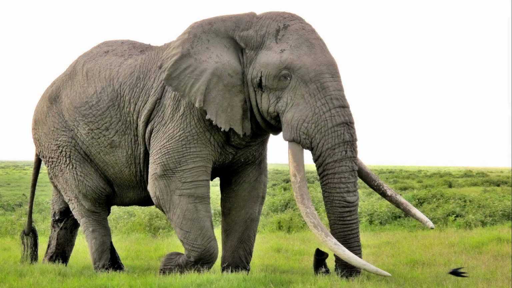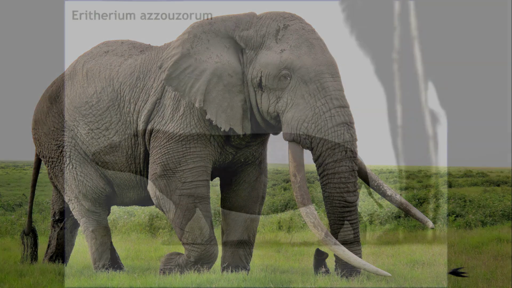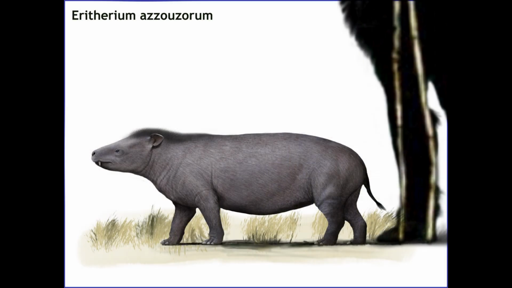Now let's take a look at the elephant. One of the earliest elephants was known as the Eritherium, which lived around 60 million years ago. One thing to note is that they had small pointed ears and they were covered in hair. It had no tusks, no trunk, no big ears.